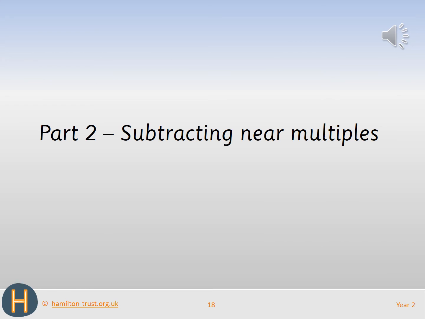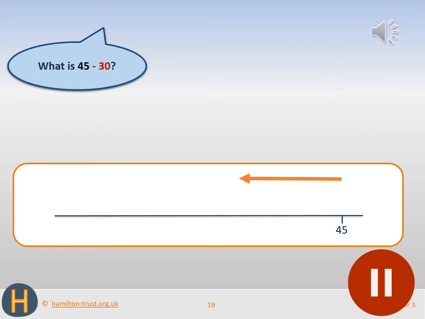Part 2, I'll be showing you how to subtract near multiples. Let's begin with this question. What is 45 take away 30? Using an empty number line again, you will see that I've put 45 at the other end of the number line, and because we are subtracting, we are going to be working backwards.